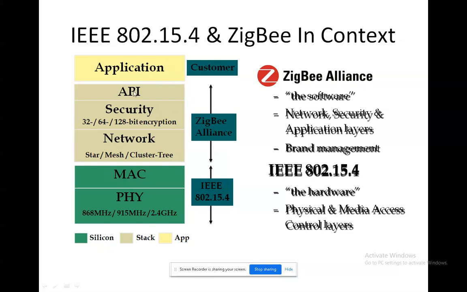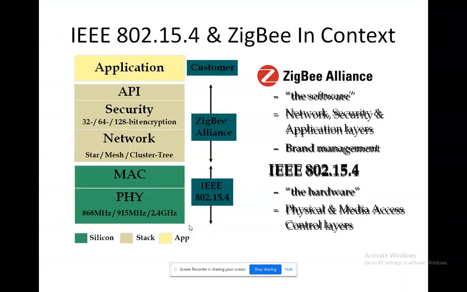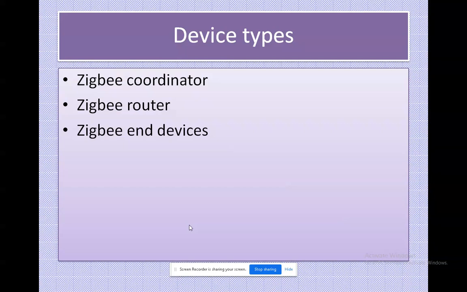So this comes under the IEEE 802.15.4 standard, with different layers used for transmitting data in the network. You don't need to go very deep into this part.